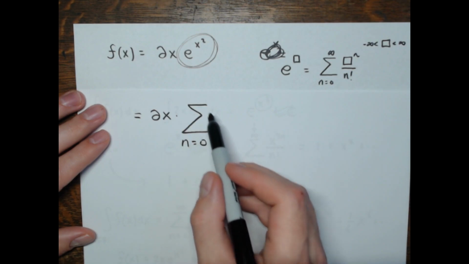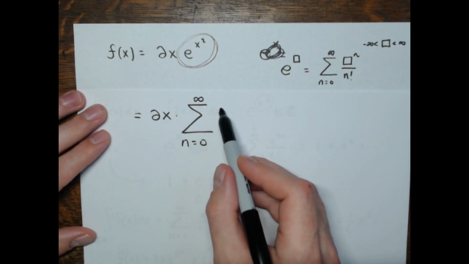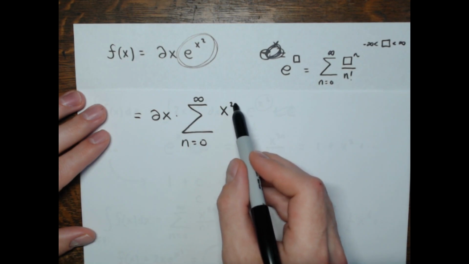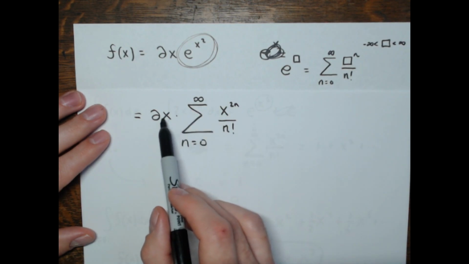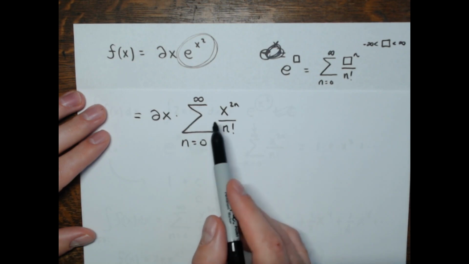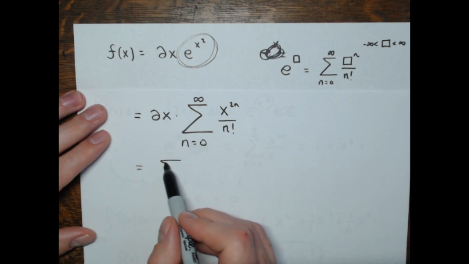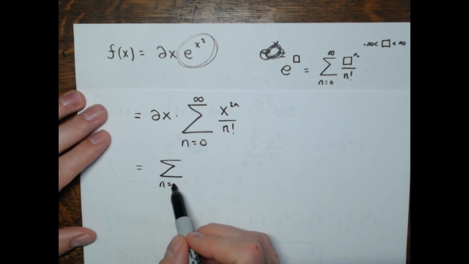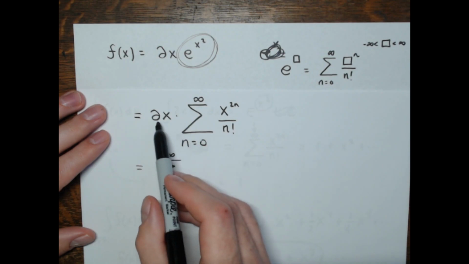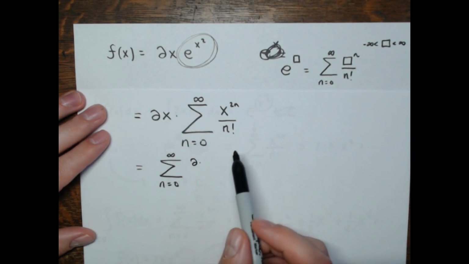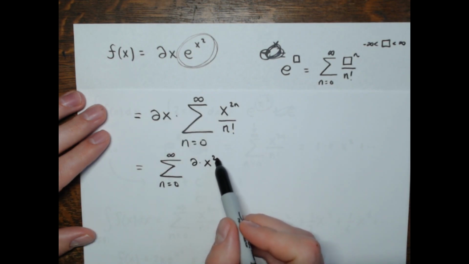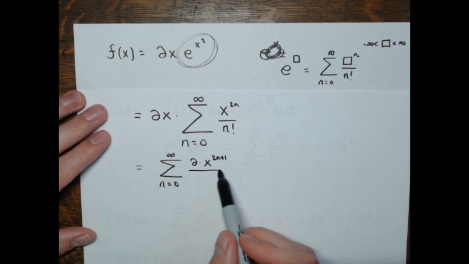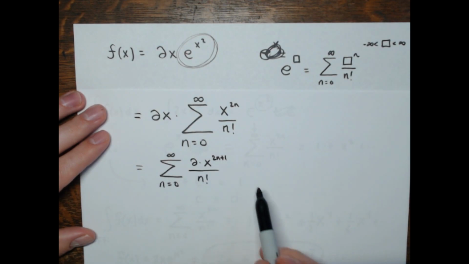So that's the sum from n equals 0 to infinity of x to the 2n, x squared to the nth, over n factorial. And then I multiply it all by 2x. So that's the sum from n equals 0 to infinity. And then when I multiply by 2x, I got 2 in here, sure. And then x times x to the 2n would be x to the 2n plus 1 divided by n factorial.